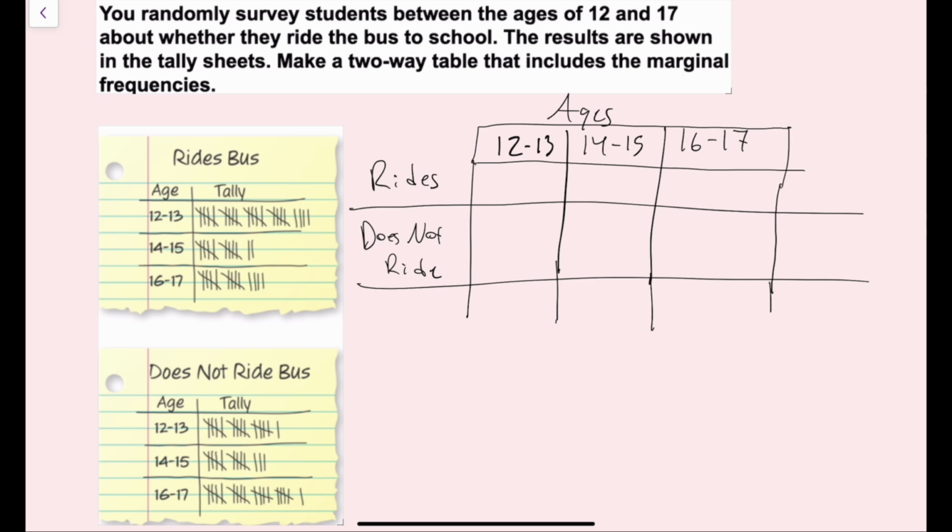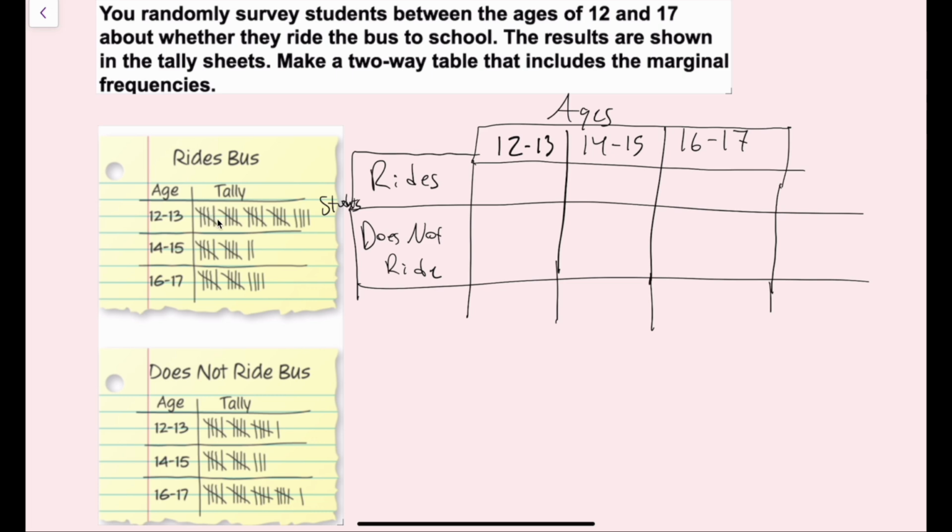So this is a little messy. You might want to use a ruler when you're doing this. But anyway, so these are my other categories here. And these are the students. Okay. So now all I have to do is figure out these tallies and complete my two-way table.